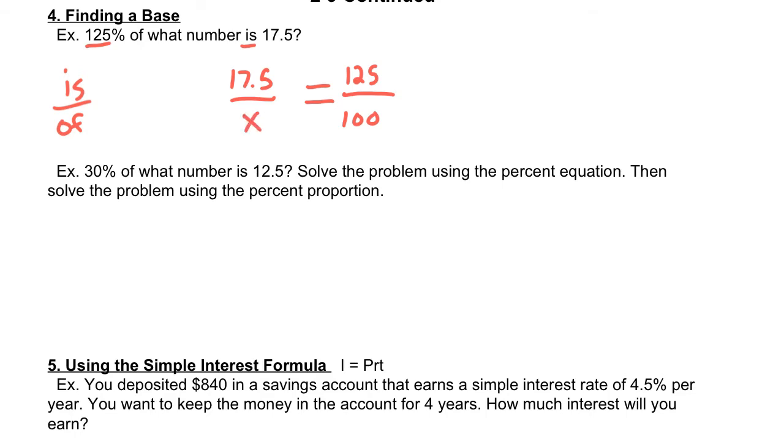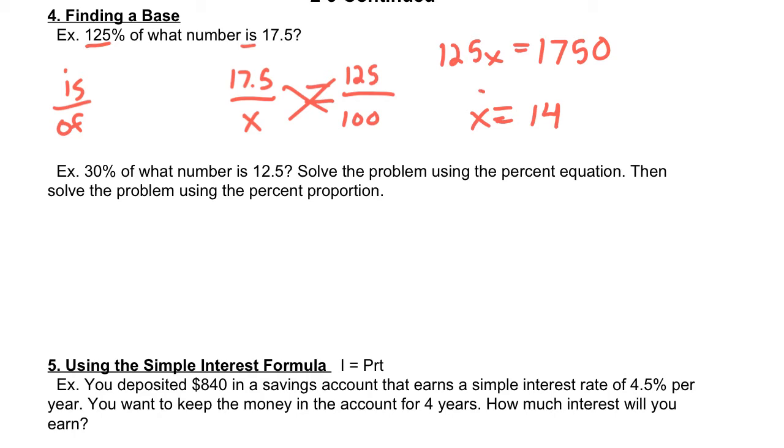So cross multiply, it's 125x equals 17.5 times 100. So 1750. Okay. Divide both sides by that 125, I get 14. Okay?